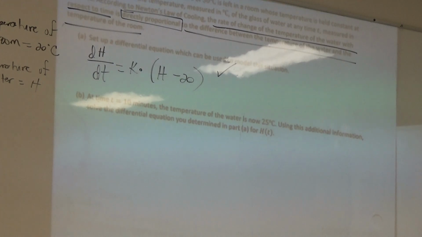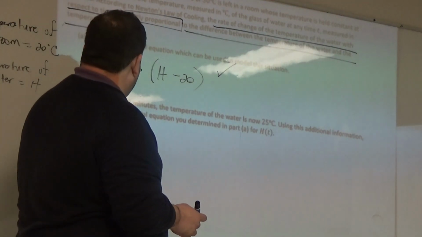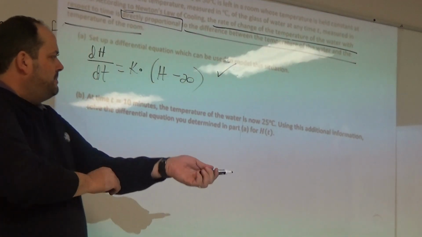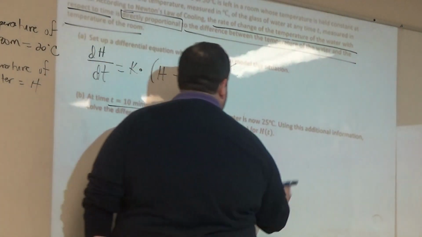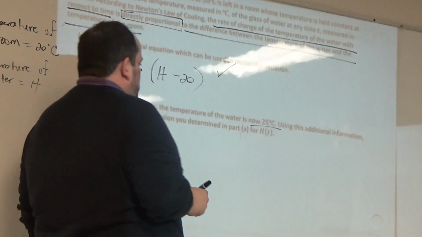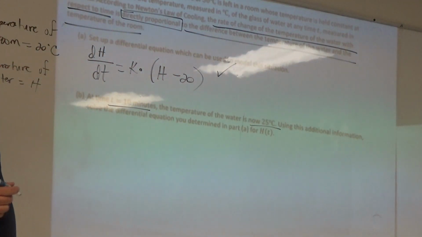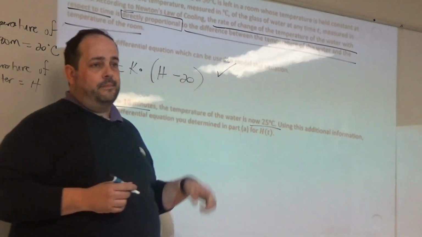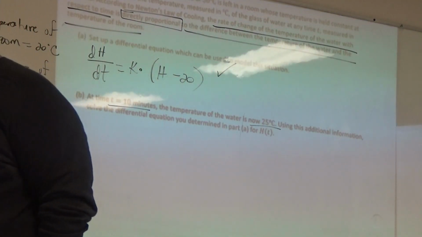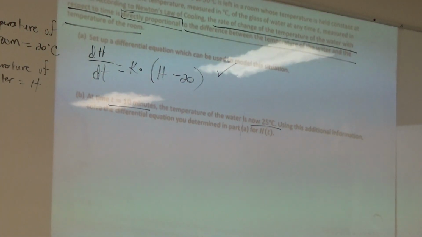I'll take on part B with anybody that wants to talk to me about this. At time t equals 10 minutes, the temperature of the water is now 25 degrees. Using this additional information, solve the differential equation from part A. For the folks that want to talk to me about this one, what are the thoughts? What are you going to do?